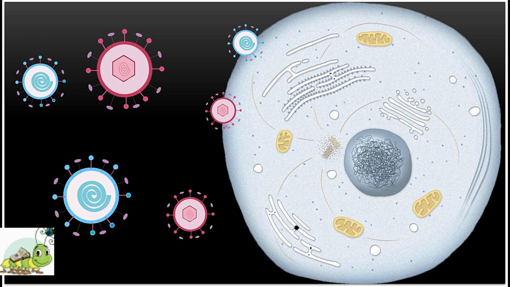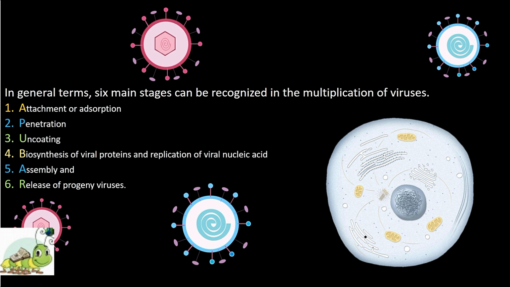The general outline of the replication cycle is similar in most viruses. The long incubation times of many human virus diseases indicate that they replicate slowly in host cells. In tissue culture systems, it has been shown that most human viruses take from 4 to 24 hours to complete a single replication cycle. In general terms, 6 main stages can be recognized in the multiplication of viruses.